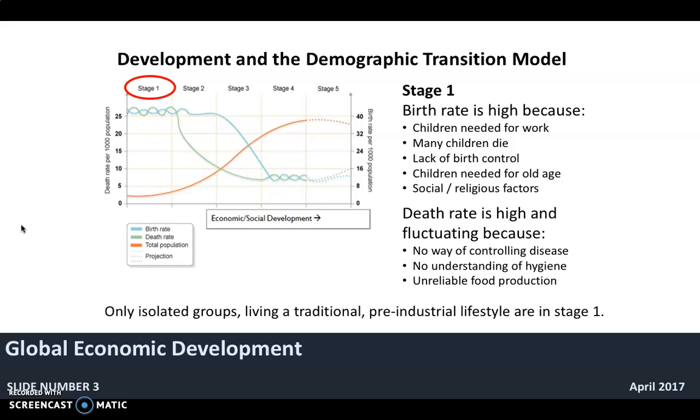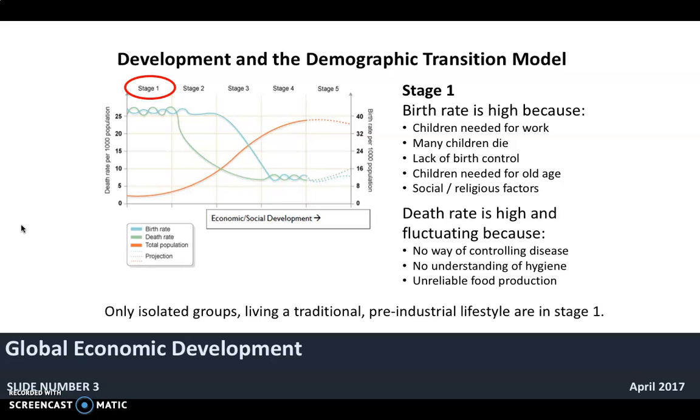Now in terms of what types of countries we find in stage 1, they tend to be places that are very traditional. It's a pre-industrial lifestyle. So this is a very low income country or even a community. It could be a rainforest community, or it could be a country that's having real struggles. What are the reasons for these things?